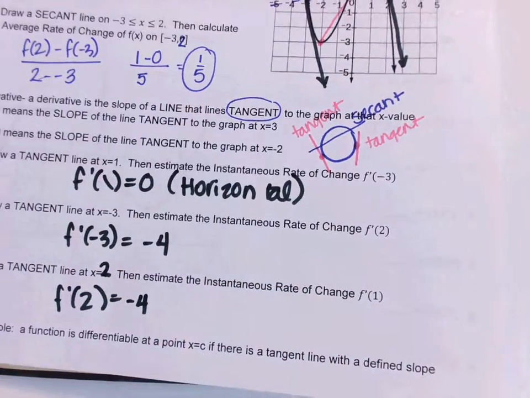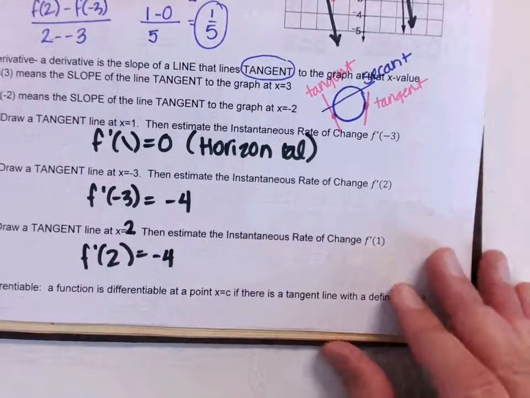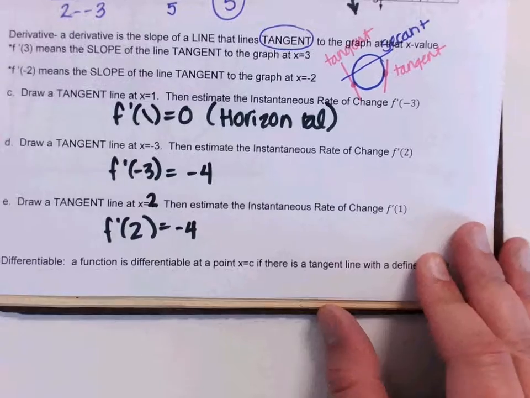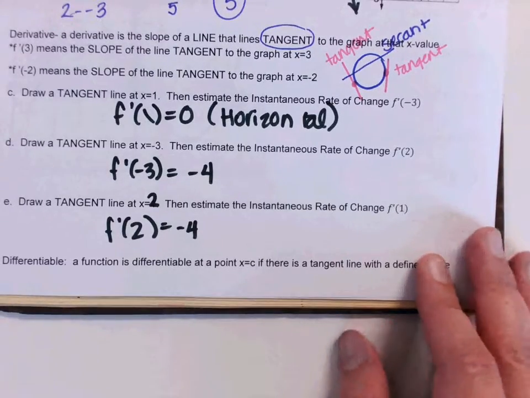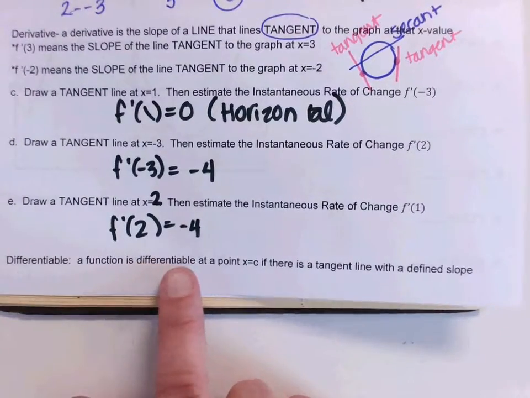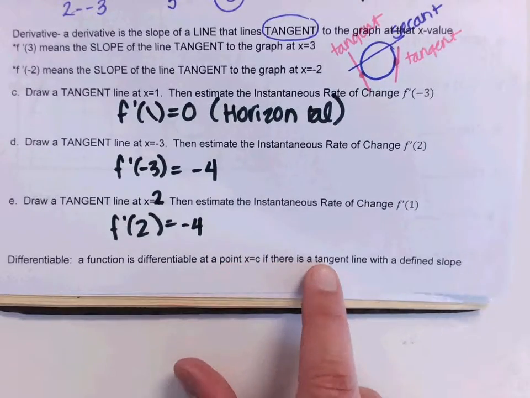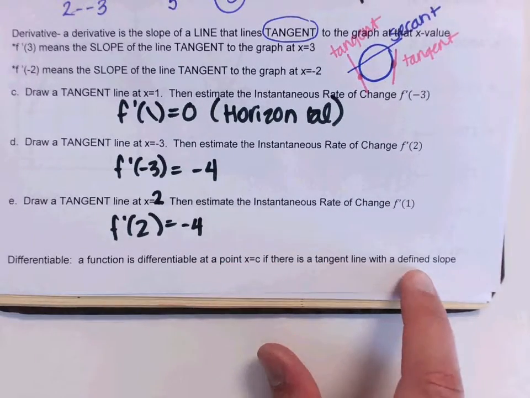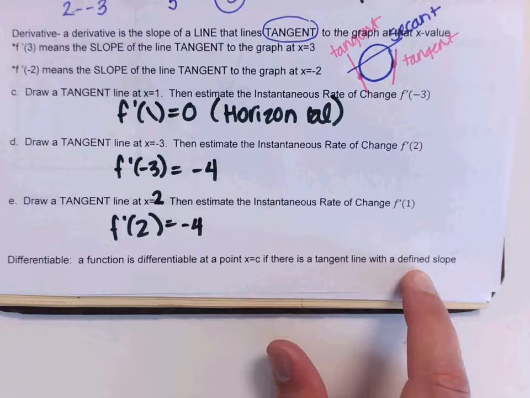Get the idea? Okay, now a function is called differentiable. You've seen this word maybe on a couple of things. It says a function is differentiable if there is a tangent line with a defined slope. So positive slopes are defined, negative slopes are defined, 0 slopes are defined. What slope is not defined? Do you remember? A vertical. Very good. So turn the page.